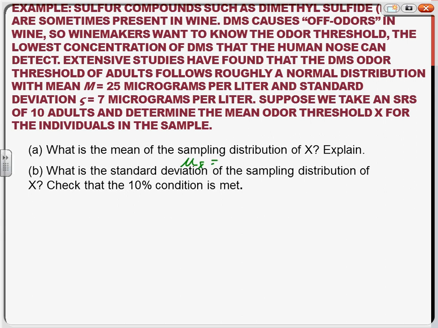Well, that's just the mean mu of the population, which is 25. And what's the standard deviation of the sampling distribution? Well, as long as I can check that the 10% condition is met, then we can apply the formula. So let's first check that. 10 times our sample, which our sample was 10.